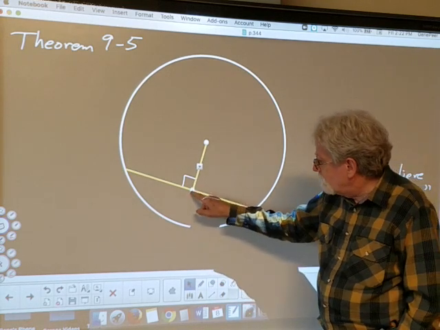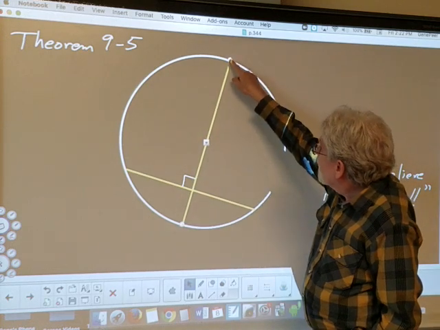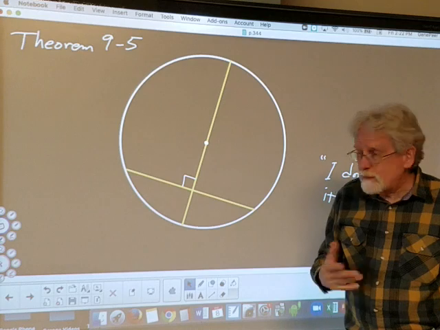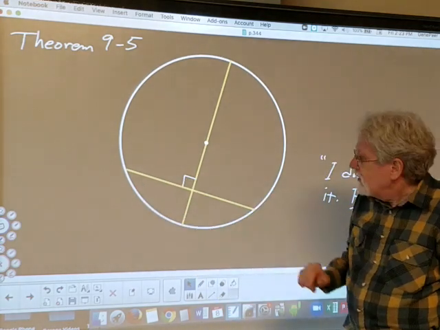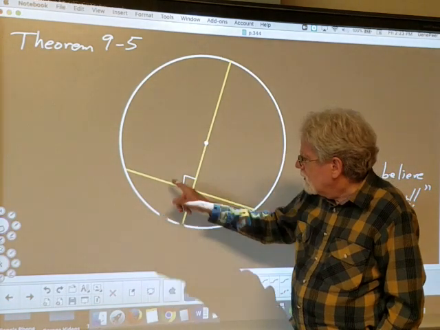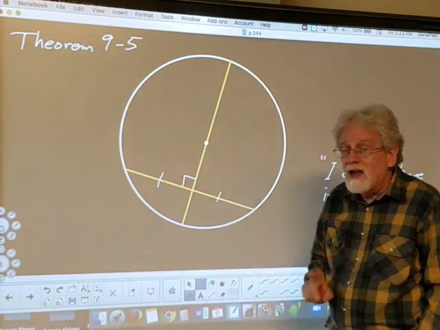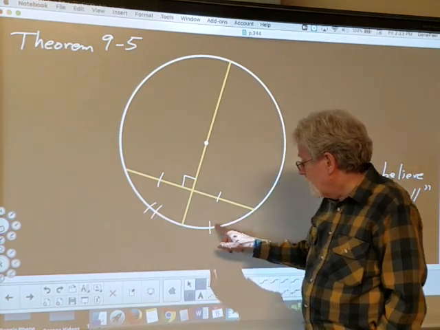So it doesn't have to be a full diameter for this theorem to be true. But if I have a diameter or a piece of a diameter that's perpendicular to some other chord, then that diameter will bisect the chord and it will bisect the arc of that chord.